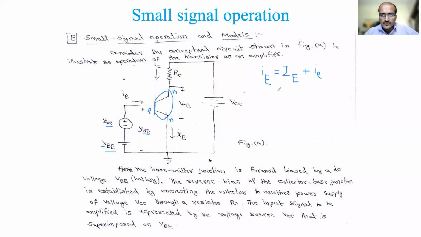Throughout the discussion you should not get confused with this. So iE, with the letter small and subscript capital, is the instantaneous emitter current, which consists of two components, DC and AC. DC is represented with the letter as well as subscript both capital, and AC with the letter as well as subscript both small. This holds good for everything, IC, IB, everything.